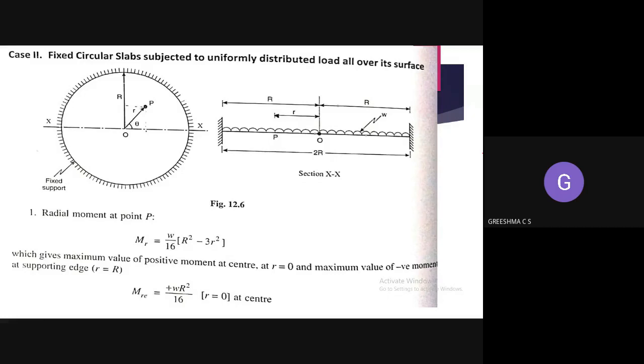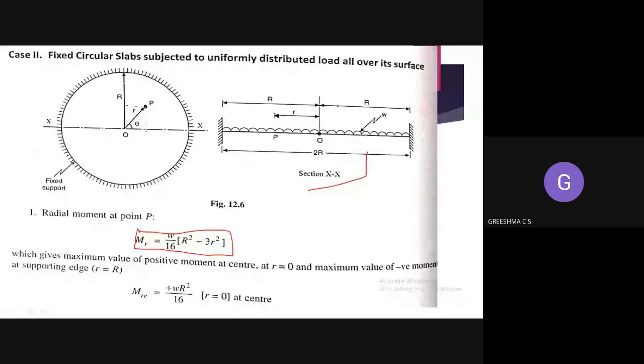Here also you have to learn this equation by heart: the radial moment at P is equal to W by 16 times (R square minus 3 r square). Simply supported, the equation is different. For simply supported it was something like W by 16 times (3 R square minus r square). Here it is W by 16 times (R square minus 3 r square). So the difference is that. The radial moment is W by 16 (R square minus 3 r square).